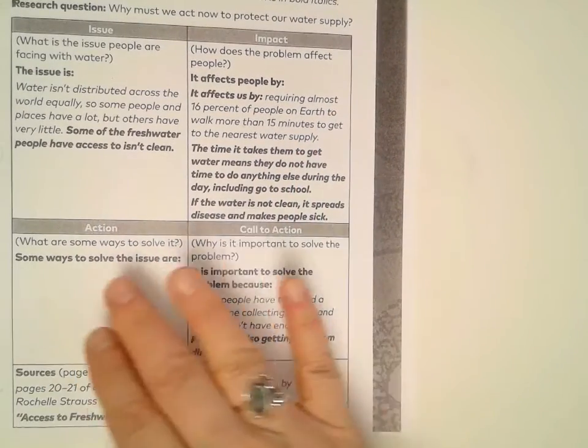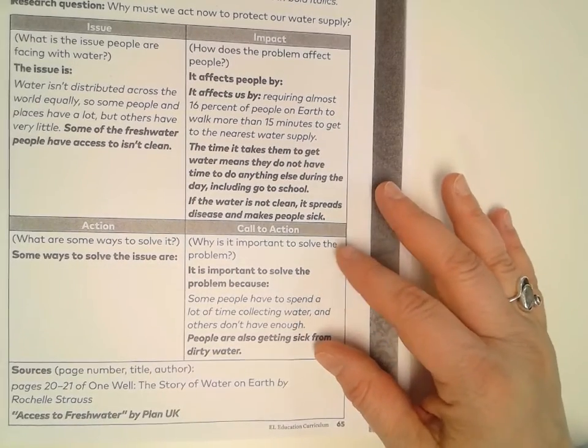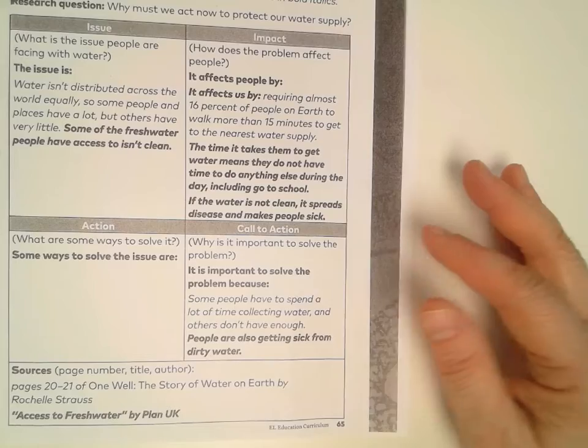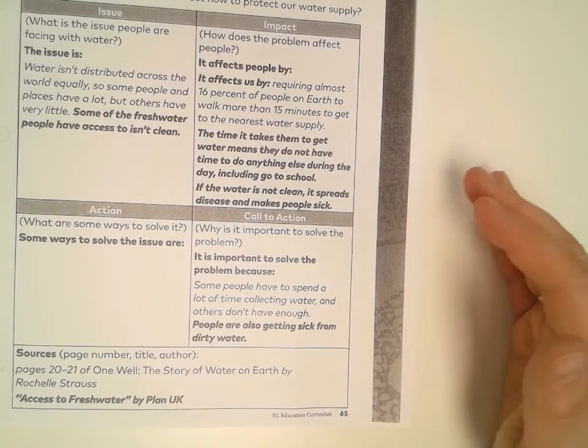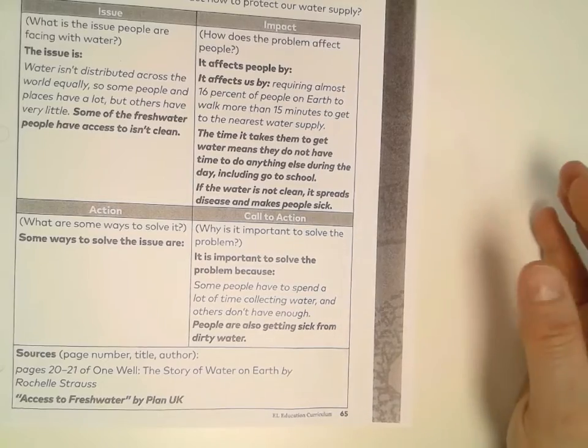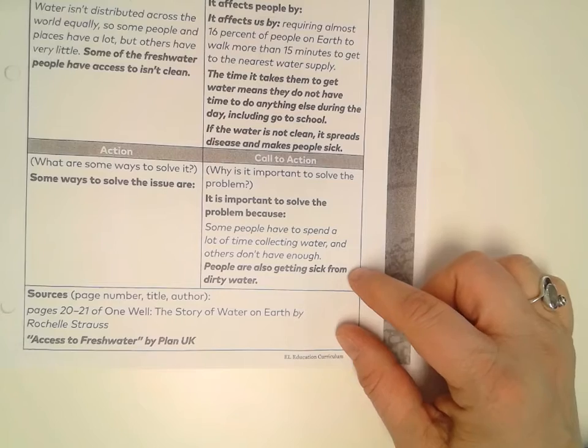So then you have this spot empty. That's going to be later this week. Call to action. Why is it important to solve this problem? Well, it's important because people have to spend a lot of time collecting water and others don't have enough, and this is a basic need for people to be able to have water. And that so many people around the world are getting sick from that water.